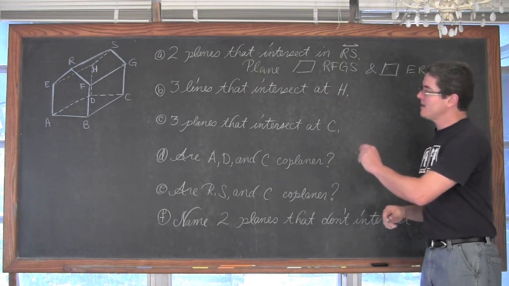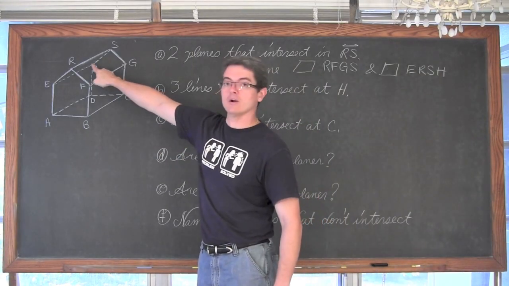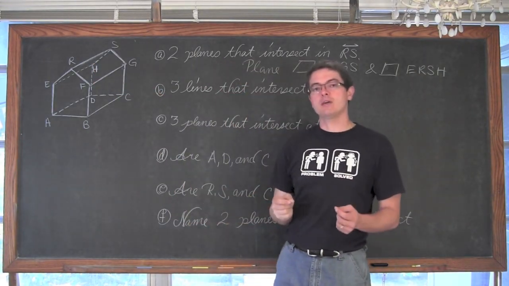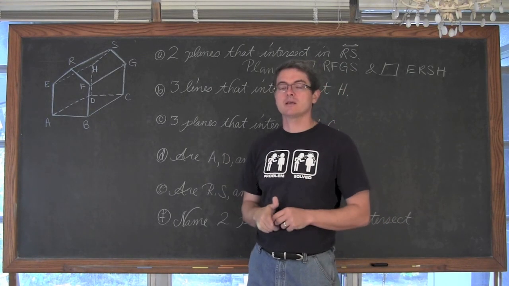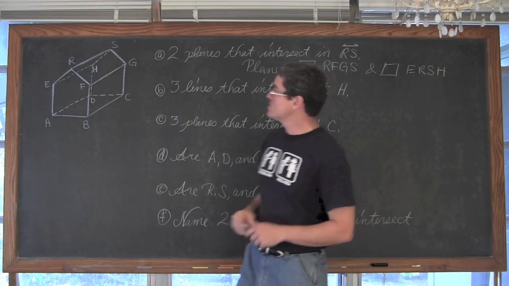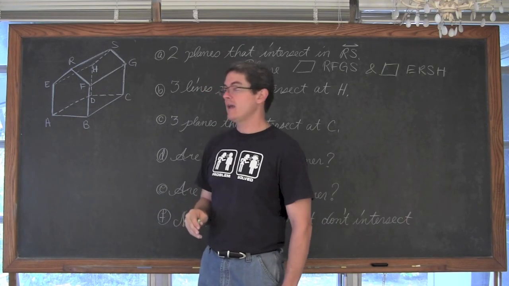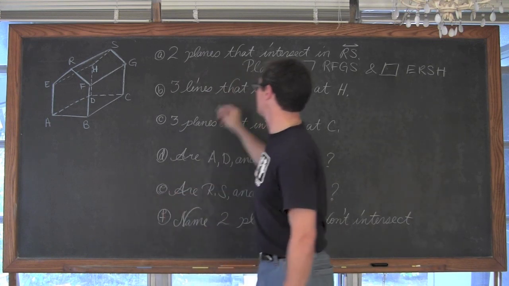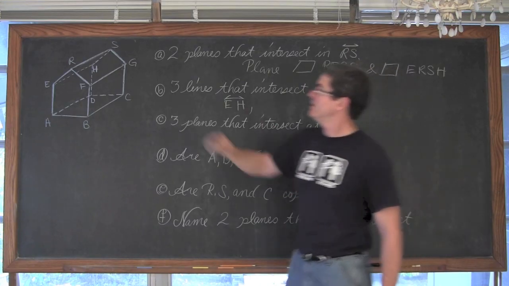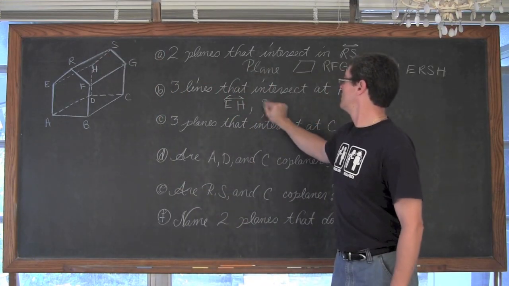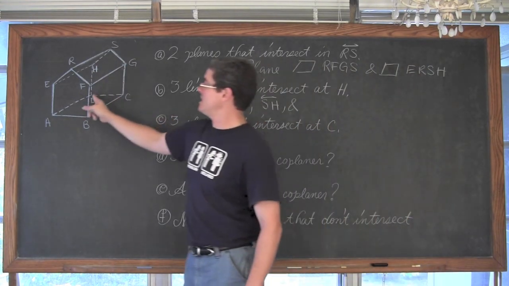Okay, 3 lines that intersect at H. Well, let's see, where's H? H is this back corner here. So I needed to identify a line with 2 capital letters, don't forget the double arrow on top, that come together and touch or intersect at that point H. So RF is in the front of this house, that's not going to ever intersect. H is in the back, and so we're going to have line EH with my double arrows, line SH, and last but not least we have line DH.